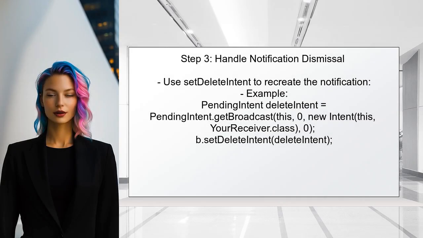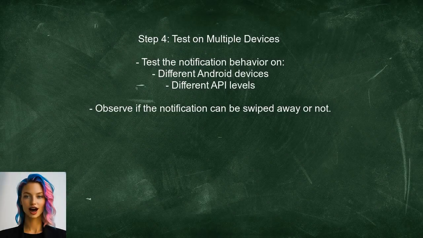Additionally, the user should ensure that the notification is being recreated if it gets dismissed. This can be achieved by using the setDeleteIntent method to handle the swipe action. Finally, the user should test the implementation on different devices. Since the behavior can vary by device, testing on multiple devices will help identify if the issue is device-specific.